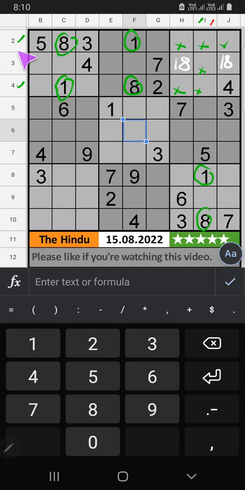Column I, second row, we have 5. So 5 can't come in these cells. Then 5 is confirmed here. Third row, we have 7. So 7 can't come in these cells. 7 will come in one of the cells. We will confirm later.